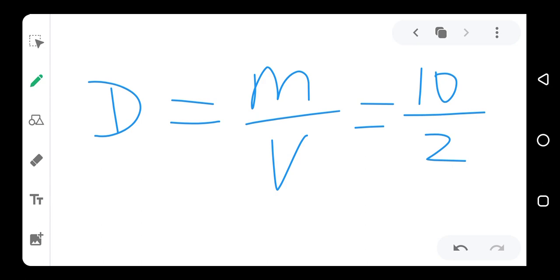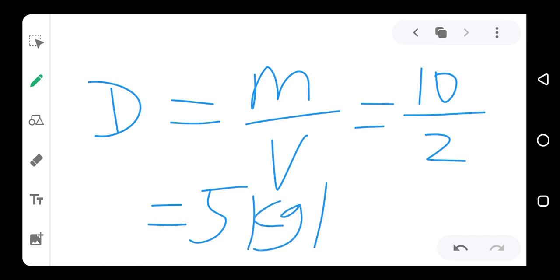So the density of the substance is 5. Now we put the unit of density, which is kilogram per meter cube. So this is the answer, 5 kilogram per meter cube. Now what this is telling us is that if we measure 1 meter cube of the substance and we weigh it, it is going to give us 5 kilogram. That is, the mass of it is going to be 5 kilogram.